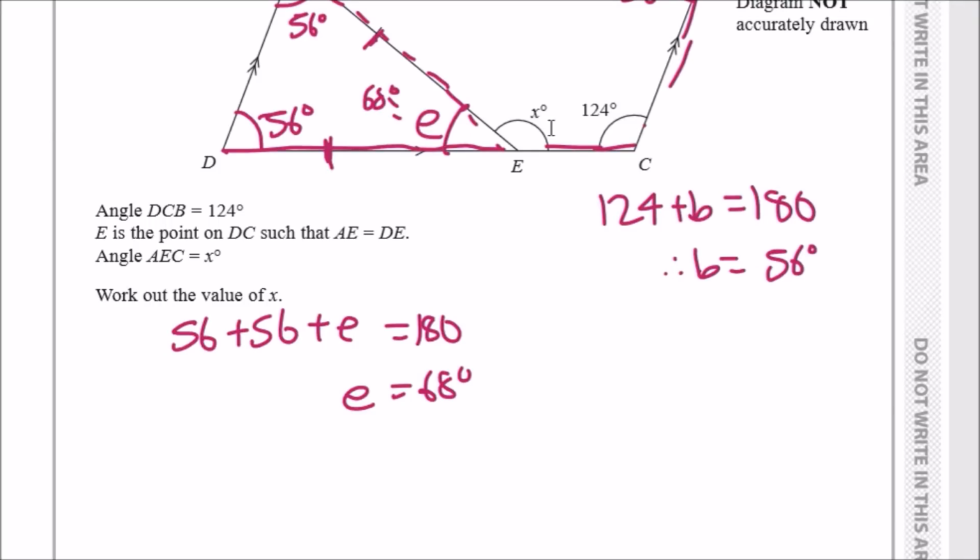And now finally, in order to find x, we can say that the angles E and x must add up to 180, because angles in a straight line add up to 180.